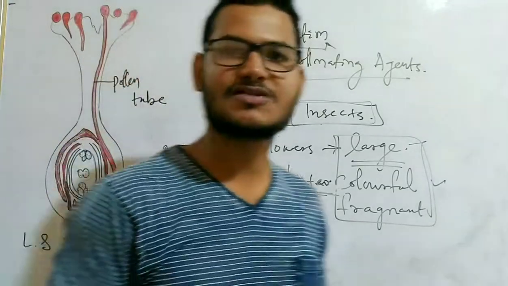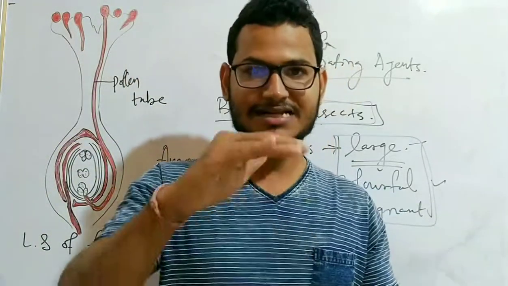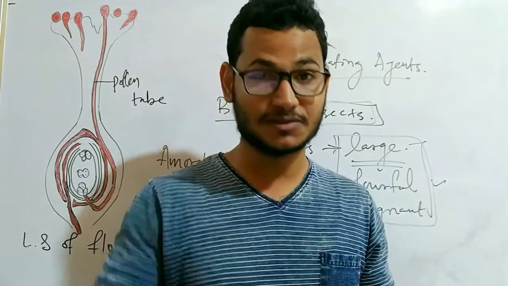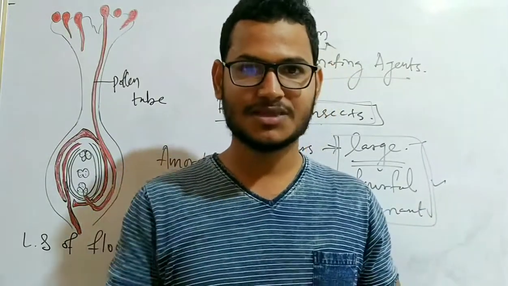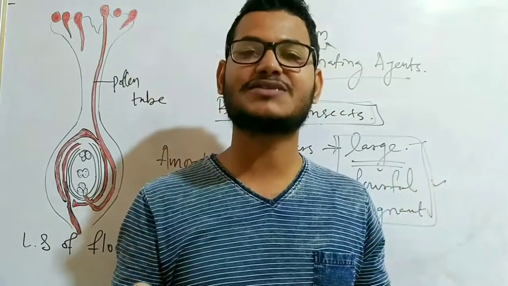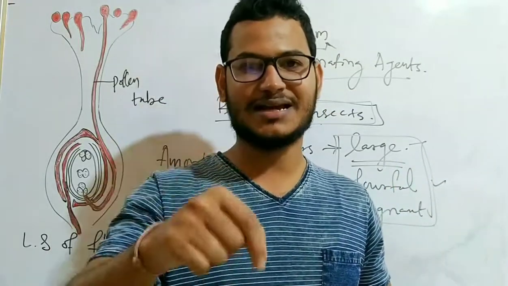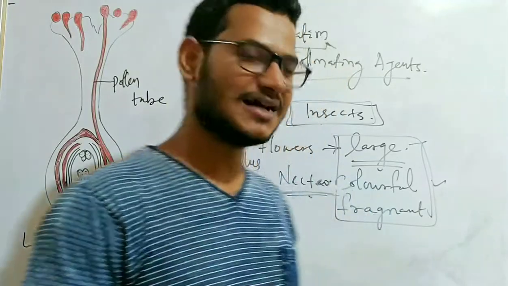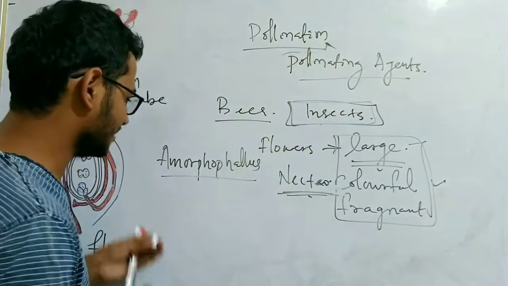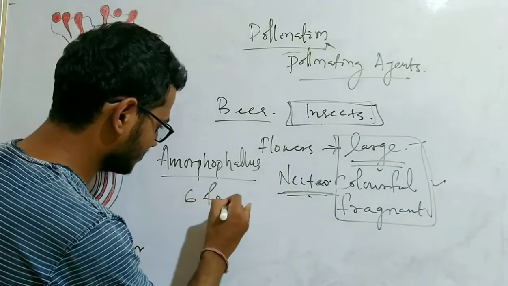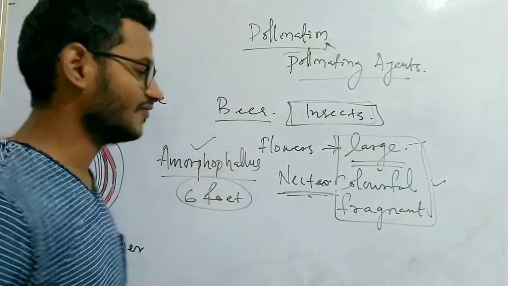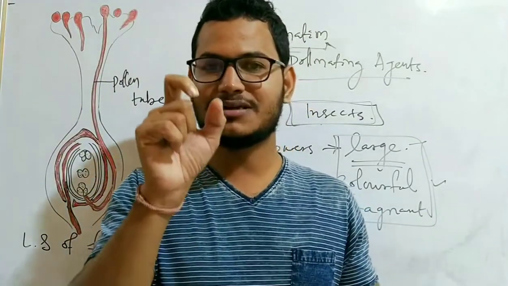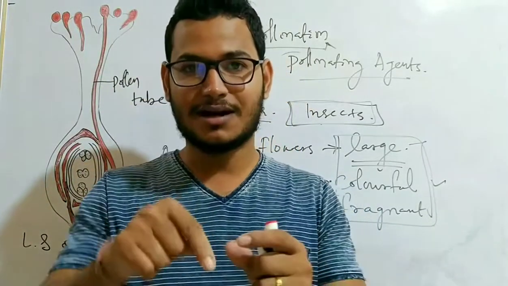The Amorphophallus flower is the tallest flower, very well known, and it is 6 feet in height itself. The flower itself is 6 feet tall, and it is a very safe place for the insects to lay eggs inside it. So the insects prefer to lay eggs inside the 6 feet tall flower, Amorphophallus. Okay.